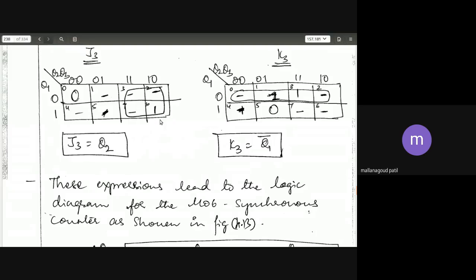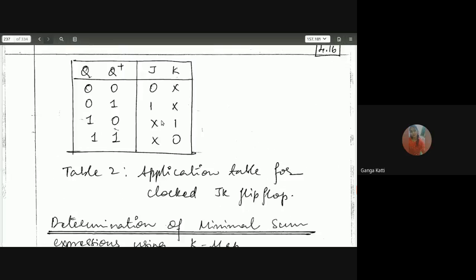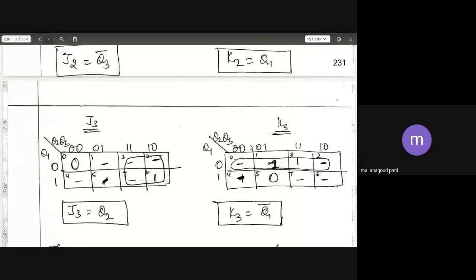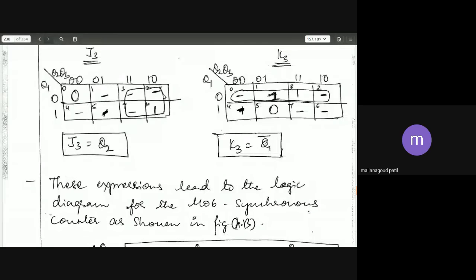Which 2 are there? 2 and 6. 2 is actually don't care here, it is shown, that is wrong. 2 and 6 are 1, 1. 0 is 0 and rest all are don't care. Actually, this is not don't care, mistake is there. 2 is 1, 6 is 1. 0 is 0 and rest all are don't care.